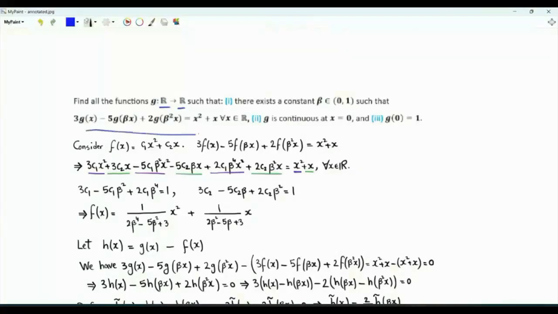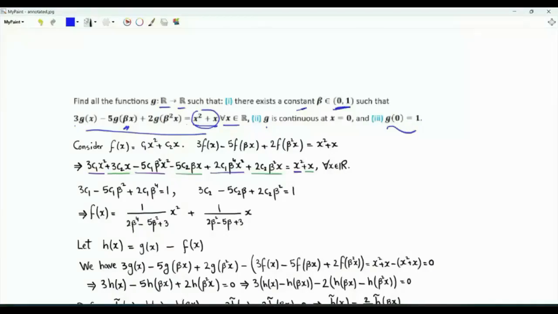Function g satisfies this functional identity. For every x in R, x² plus x is equal to 3g of x minus 5g of βx plus 2g of β²x. Beta is a constant in the open interval between 0 and 1. Function g is continuous at x equals 0. g of 0 is equal to 1.